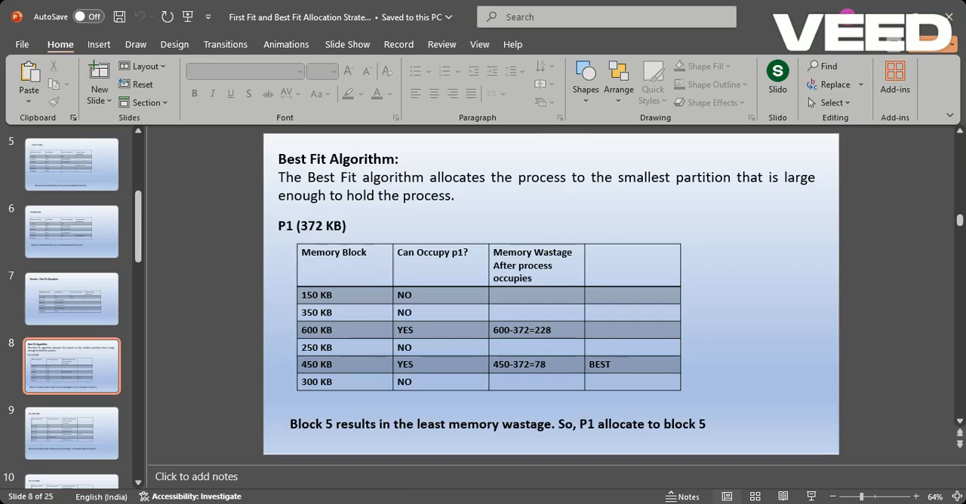So it will be selected as the best location, or best memory location, which is able to store the P1 process. So here we need to store P1, that is, block 5 results in the least memory wastage. So P1 is allocated to block 5.